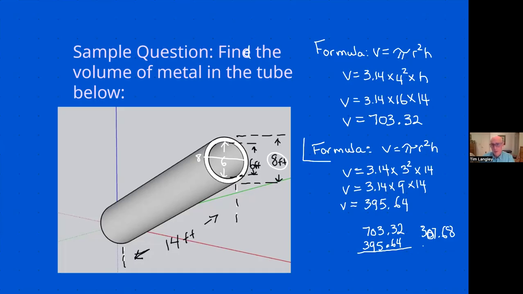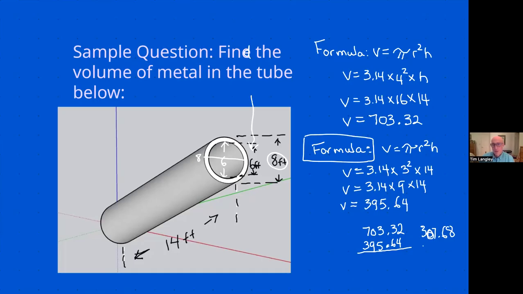V equals pi r squared h, 3.14 times, I got 3 squared here. Where'd that 3 come from? Let's go back to the diameter of the smaller shape. I'm going to draw an arrow towards it. I'm going to go like this, okay? This right here is the diameter of the smaller shape, and you'll see it's 6 feet all the way across that hole. Well, radius is half, so that's where the 3 came from.